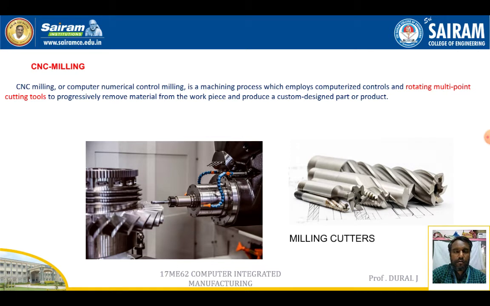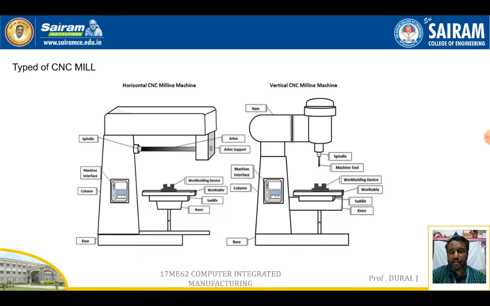So while the tool is rotating and goes towards the workpiece, it removes the material. Here it shows the milling operation. This is the tool, it goes and performs the operation. This type of surface you can get on the workpieces.